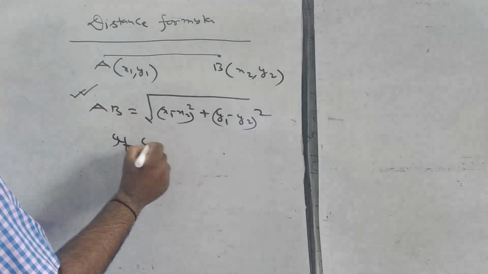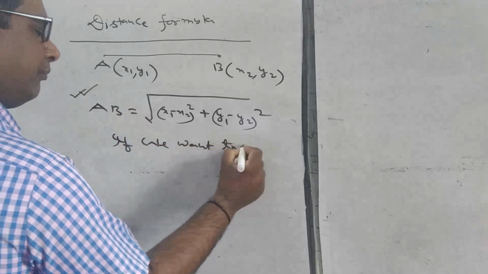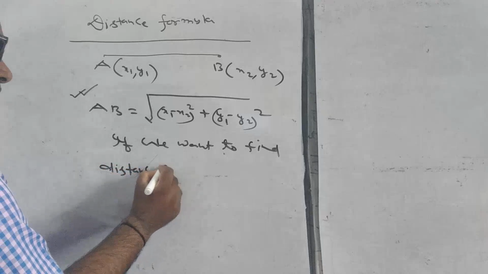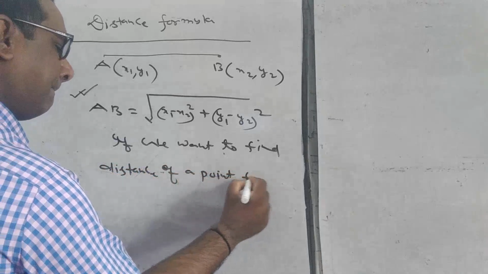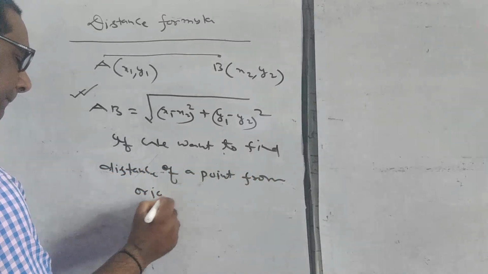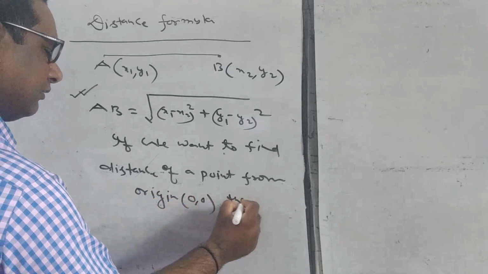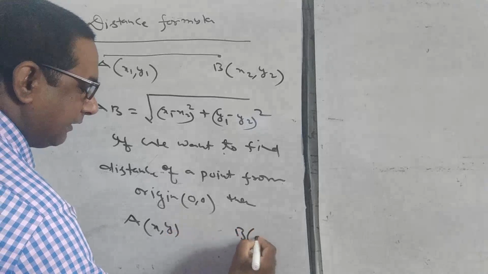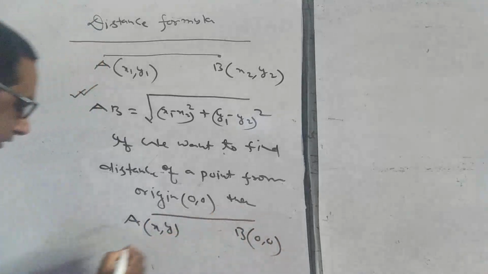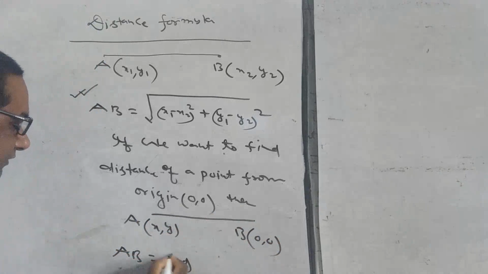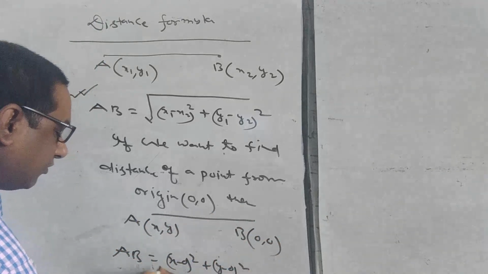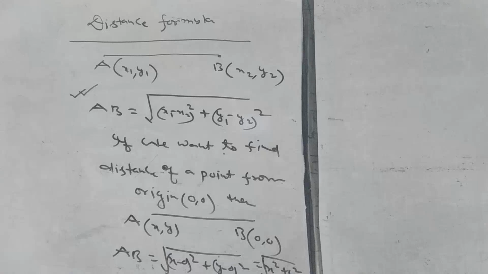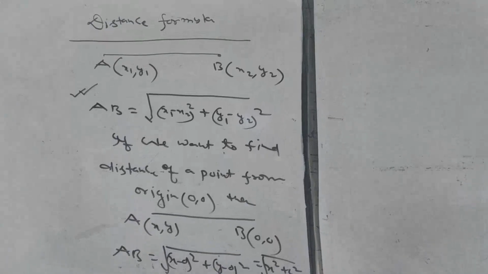If we want to find the distance of a point from origin, means (0, 0), then see if A is (x, y) and B is (0, 0). So in this case AB is equal to the square root of (x minus 0) whole square plus (y minus 0) whole square, that is square root of x square plus y square.